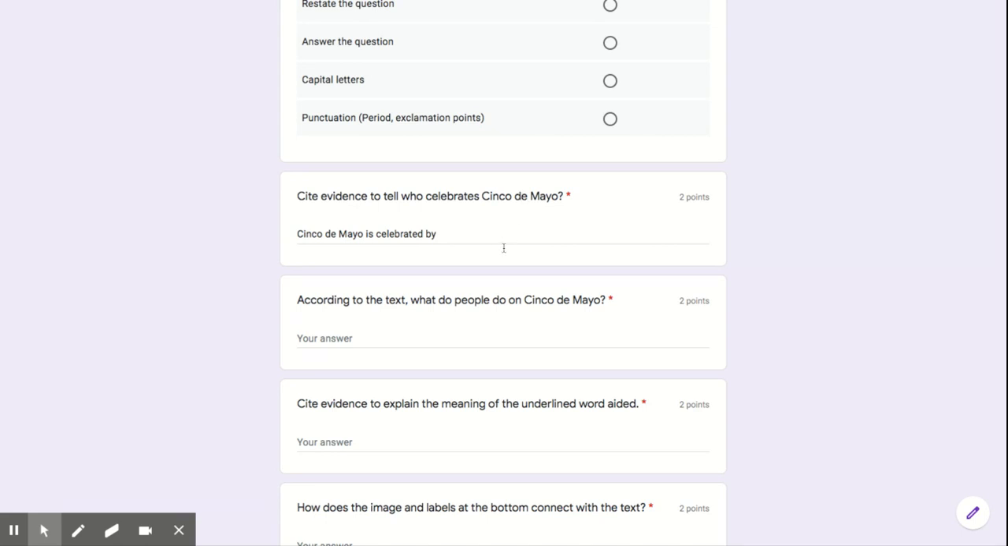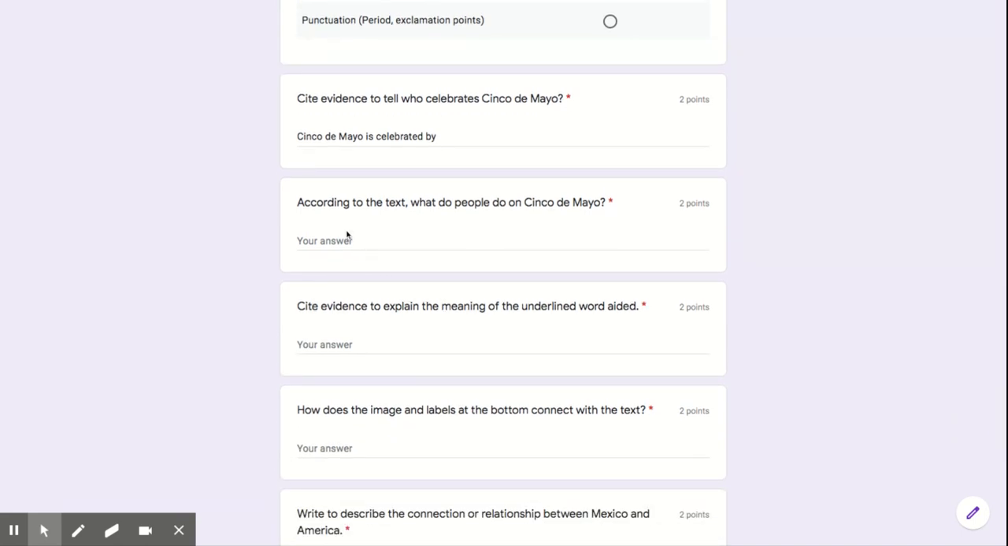Now, number 2, according to the text, what do people do on Cinco de Mayo? So again, you're going to go back up to the text, see what people do to celebrate this holiday. So when you restate, I again would include what people do on Cinco de Mayo. Include people and Cinco de Mayo. Those are some important words.